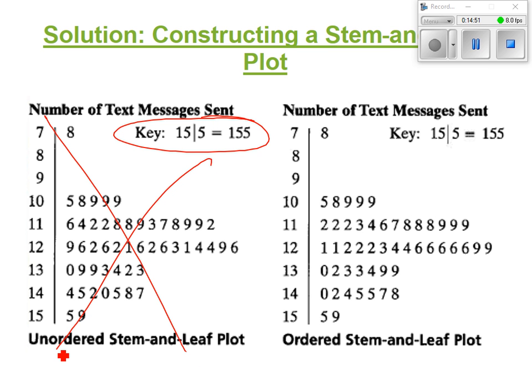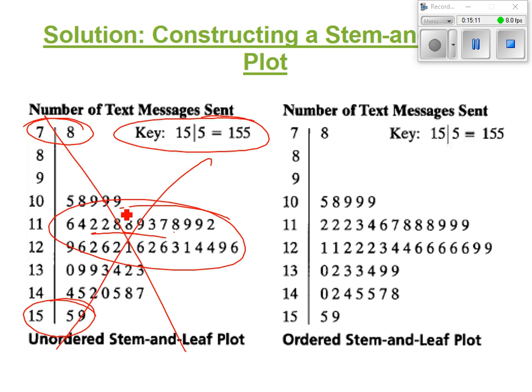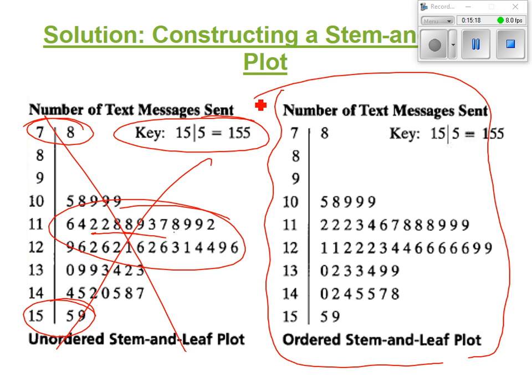Don't ever do that one. It doesn't do any good to look at this unordered, because the whole purpose of the stem and leaf plot is so you can find the lowest number, the highest number, and see which numbers occur the most and the ranges that occur the most. So that's the one you want to do. But again, what most people forget is the key.